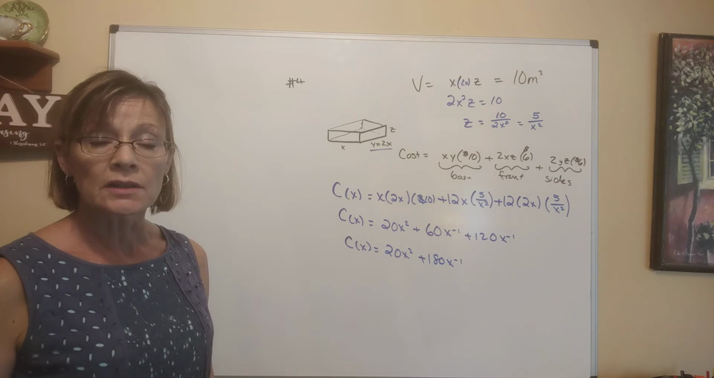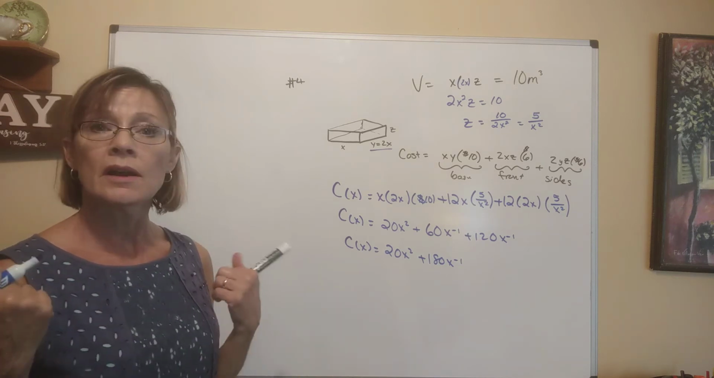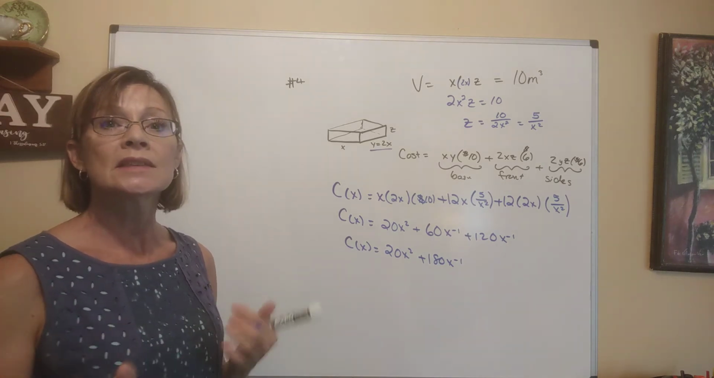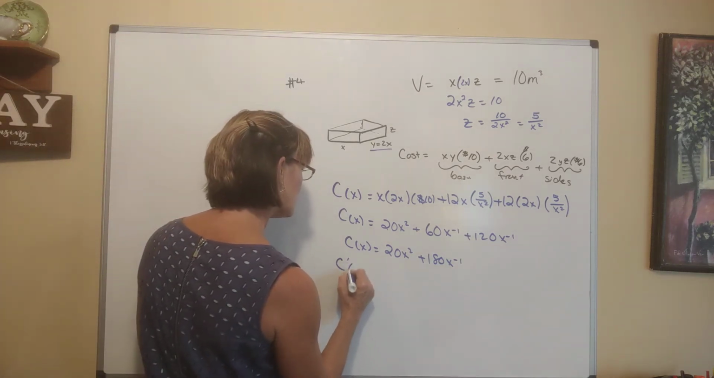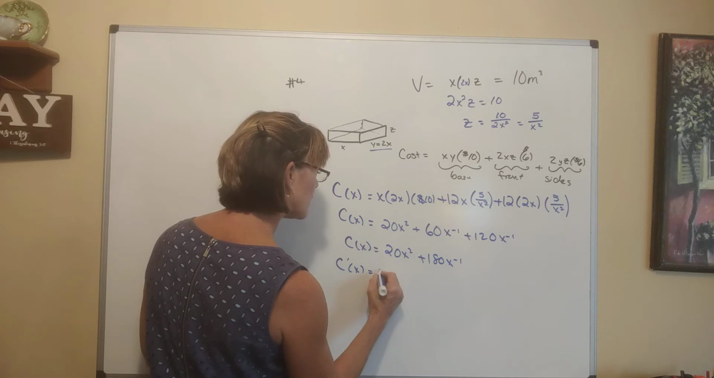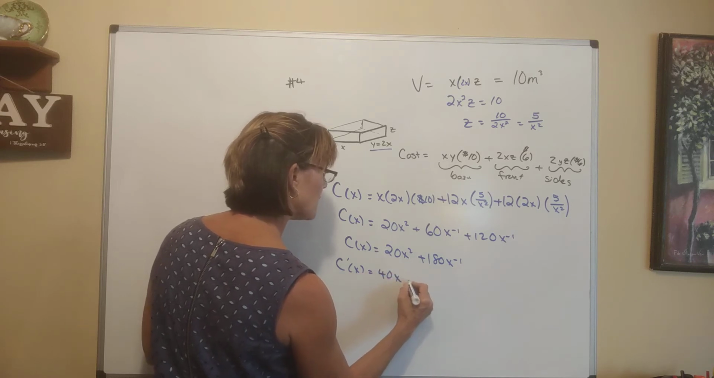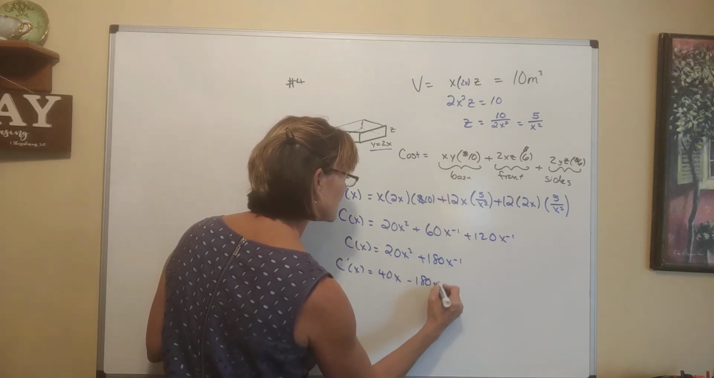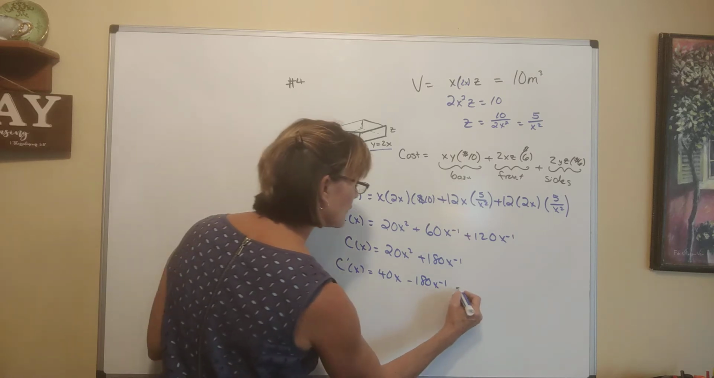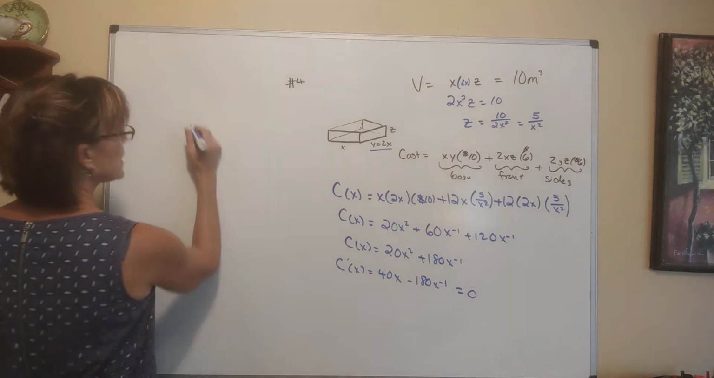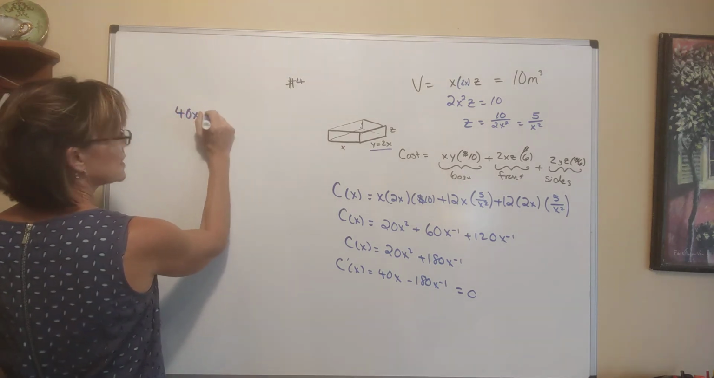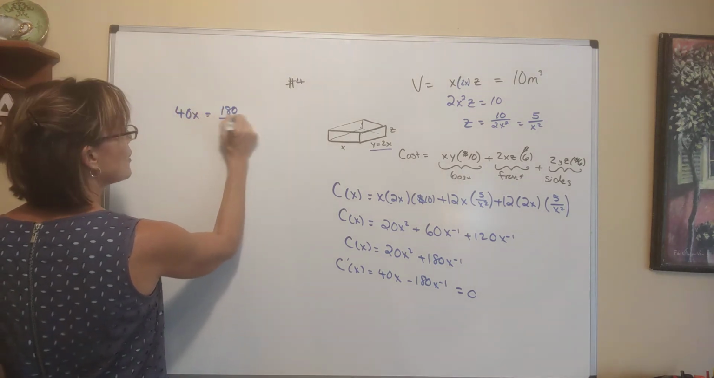Now I'm going to do the calculus. Let's take the derivative and find the critical value and see if it's a minimum. So the derivative here, c prime of x, is going to be 40 x minus 180 x to the negative 1. And to find the critical value, I'll set that equal to 0 and solve. So let me move up here. We'll say that 40 x is equal to 180 over x.